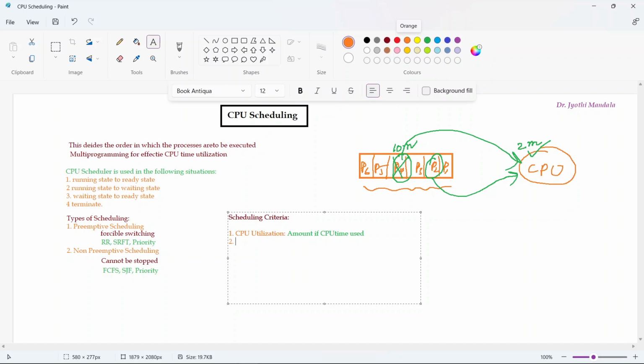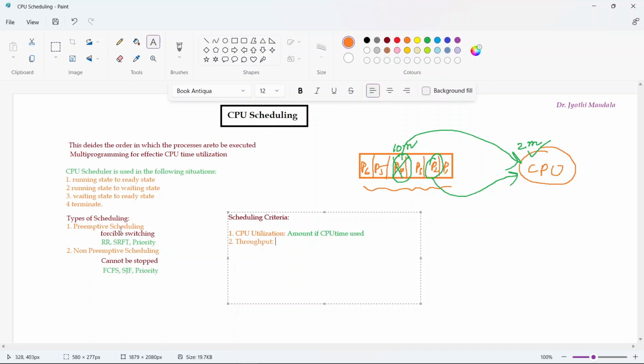We have the other one, which is called throughput. Throughput is nothing but, in a particular amount of time, let us consider half an hour or 1 hour, if you are going to use round robin or FCFS, whatever algorithm it may be, how many processes have been executed. I hope you all are understanding. That means the number of processes that have completed their execution per unit time. For a given amount of time, how many processes have been executed.